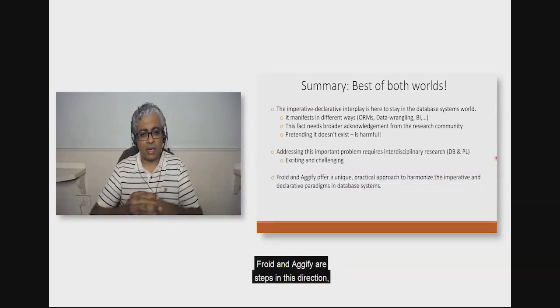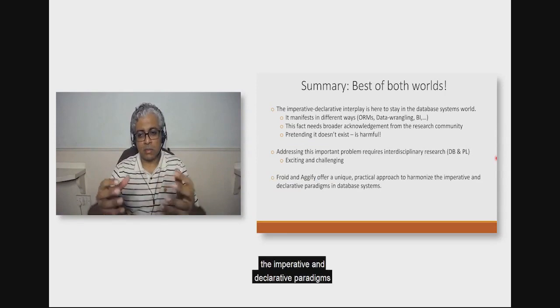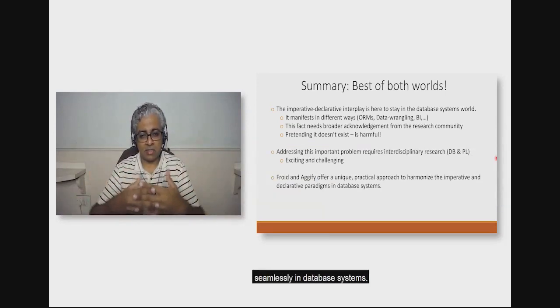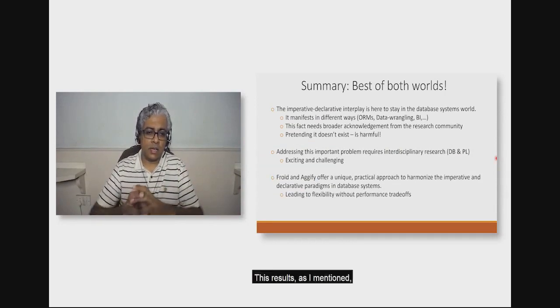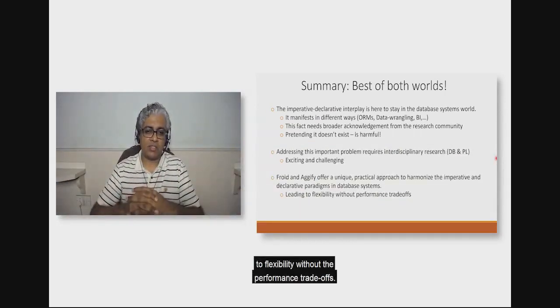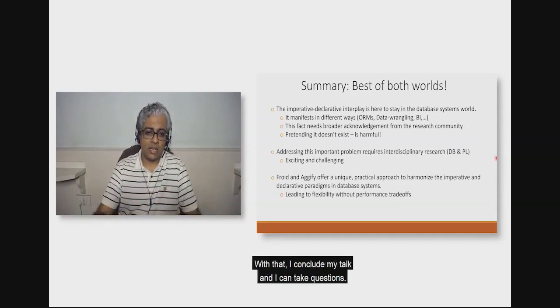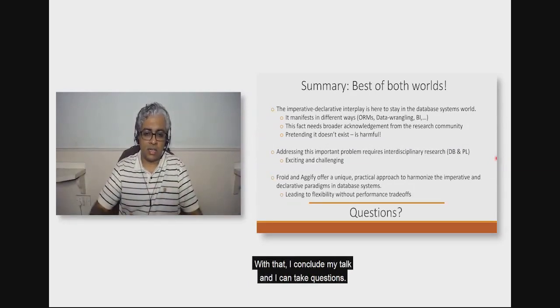Froid and Aggify are steps in this direction, and they offer a unique practical approach to essentially harmonize the imperative and declarative paradigms seamlessly in database systems. And this results, as I mentioned, in flexibility without the performance trade-offs. That concludes my talk, and I can take questions.